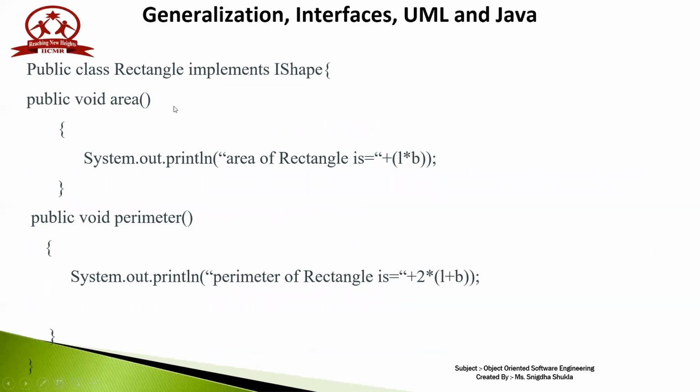Now for this IShape interface, there is a class called rectangle, which implements the IShape interface. As we have seen, the IShape interface has area and perimeter methods. So inside the rectangle class, the area method will calculate the area of the rectangle and the perimeter method will calculate the perimeter of the rectangle. The area of a rectangle is L into B, that is length into breadth, and the perimeter of a rectangle is 2 into L plus B.